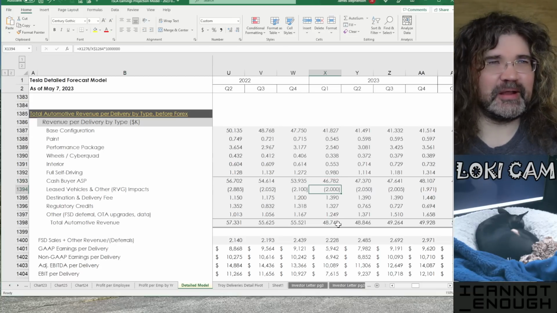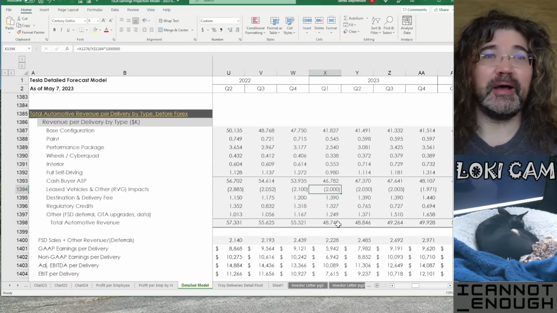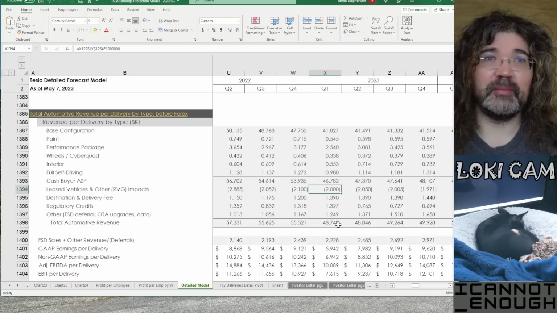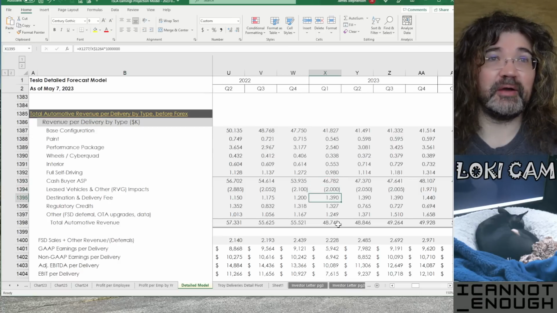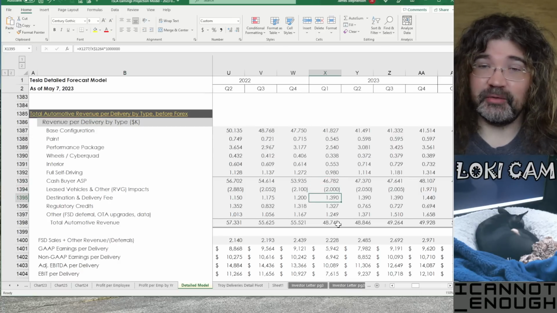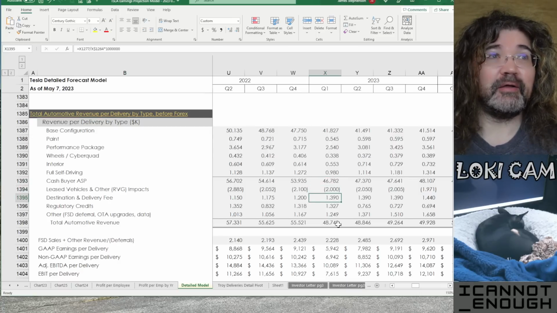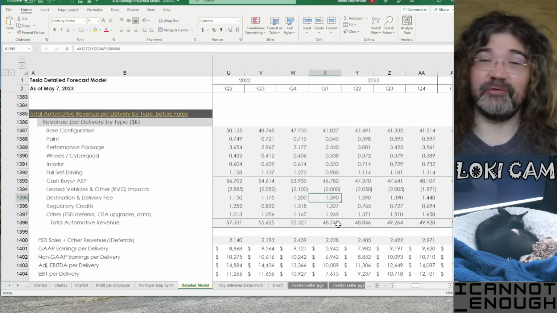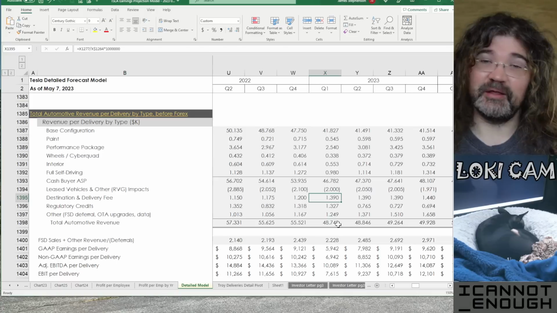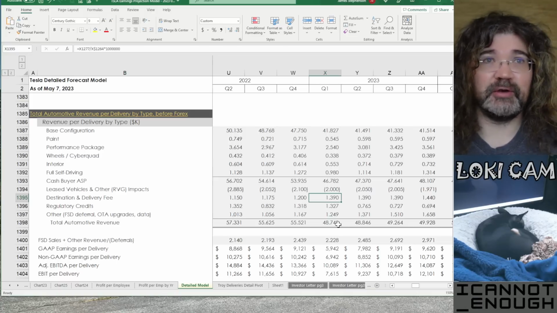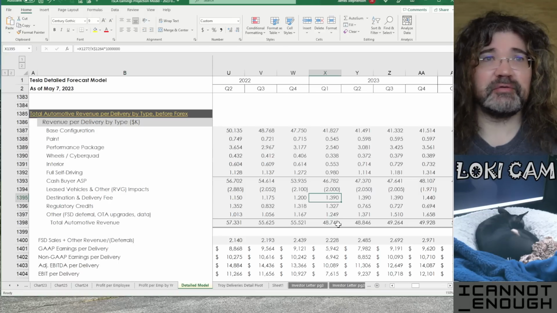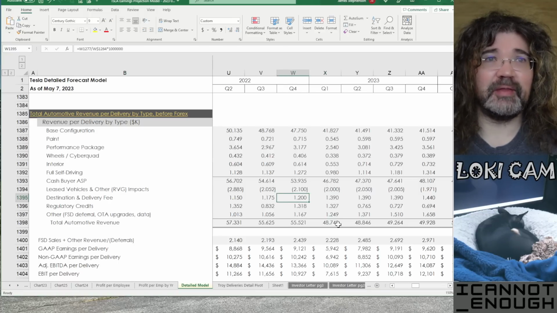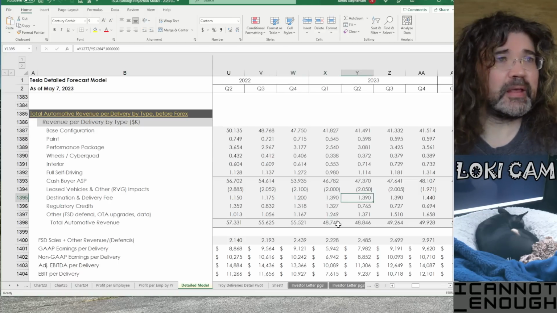Next is the leased vehicles adjustment. You got to knock off $2,000 for people who are leasing instead of buying from the revenue per vehicle, because you're not going to get that revenue from people as automotive sales revenue. It's going to come as other revenue when you sell that used vehicle that gets returned to you after 3 years. Then the destination and delivery fee, you got to pay that, and that keeps going up every year.